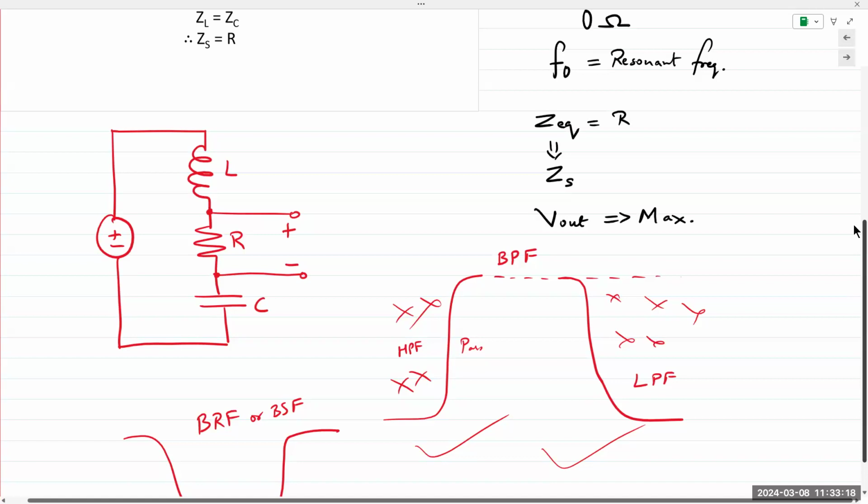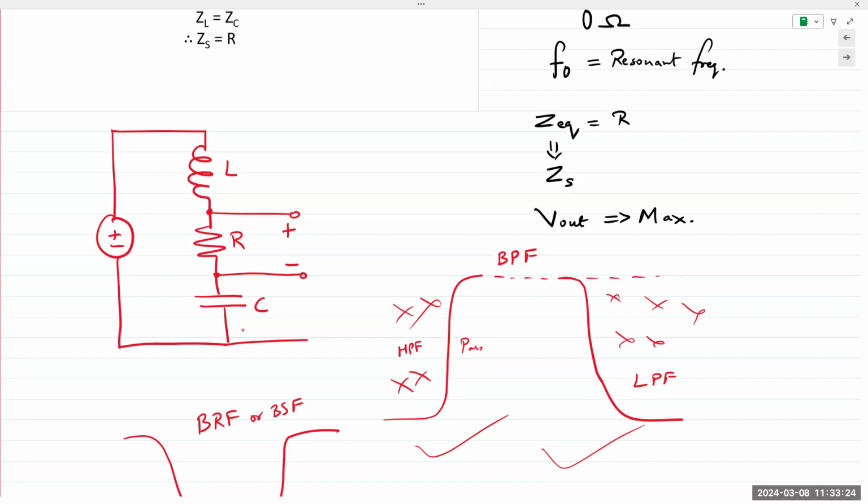Okay. So in this exact same RLC circuit, what happens if you take the output across the capacitor? It's a low pass filter. Across the inductor, high pass.